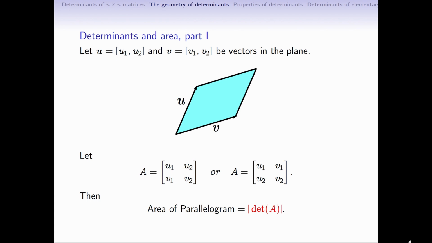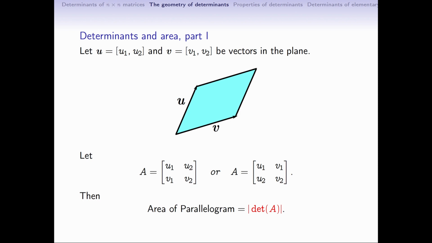Now, with a little bit of thought, we can see where this formula comes from. If U and V were vectors in three-dimensional space, we could compute the area of this parallelogram through the cross product. We could simply take U cross V and then compute its length. That would give us the area of this parallelogram.